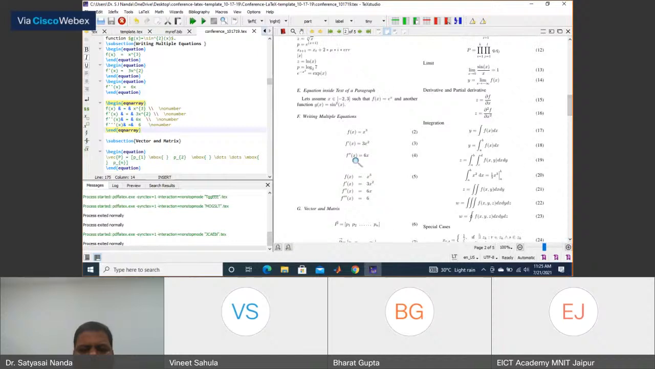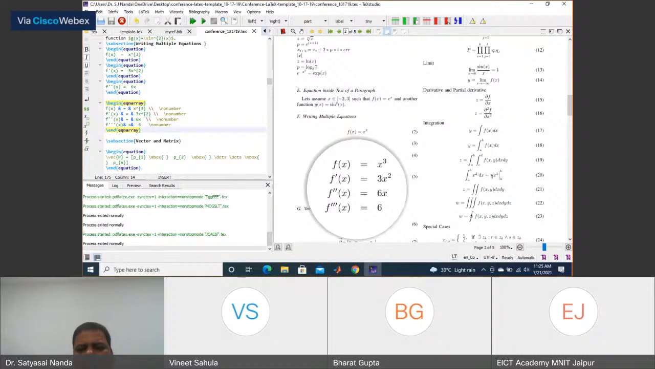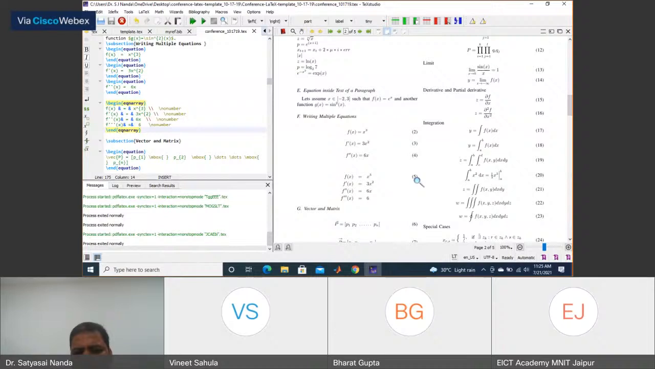Here you observe that I have used 4 equations. f(x) is equal to x cube, f dash x is equal to 3x square, f double dash x is equal to 6x, and f triple dash x is equal to 6. So with 4 equations, there is very little gap between them, and all 4 equations are represented by only one single equation number, not by 4 different numbers.